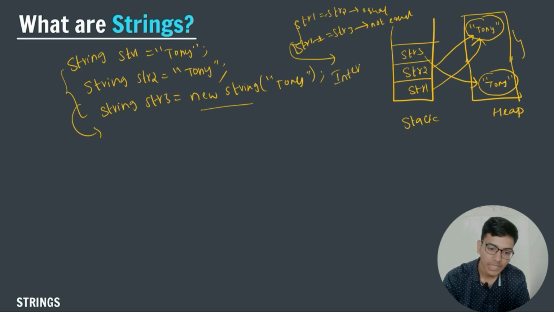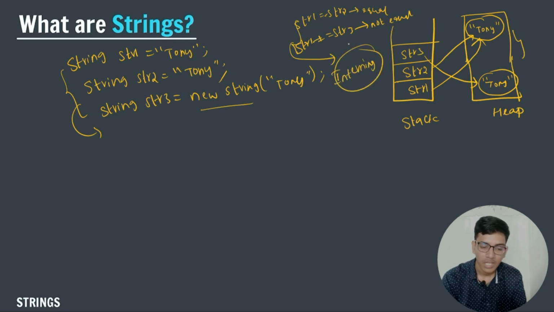This concept is known as interning, right? Remember the technical language we are using here. This happens because of pointing to different objects, and this pointing to different objects is known as interning. Now, I told you that in Java strings are immutable, right?